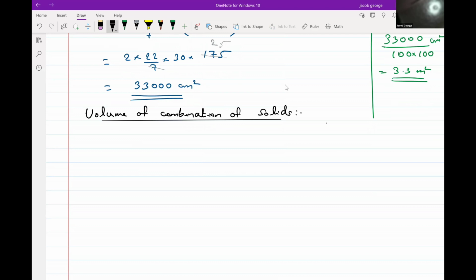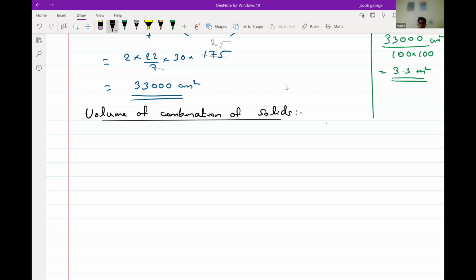So we have already written all the formulas. Volume of cuboid is L into B into H. Volume of cone is, we can also unmute and say, volume of cone is, right? Volume of cylinder is pi r square h. Volume of cone is 1 by 3 pi r square h. Volume of sphere.